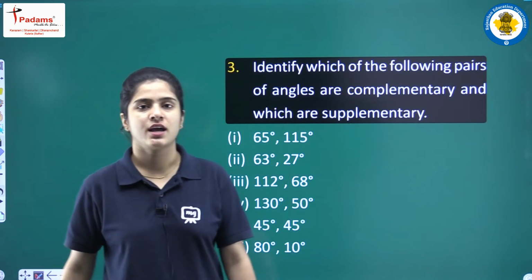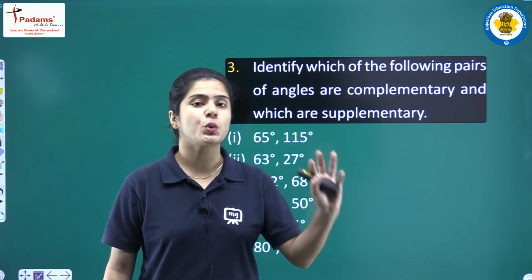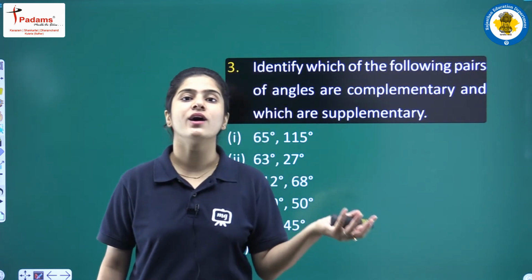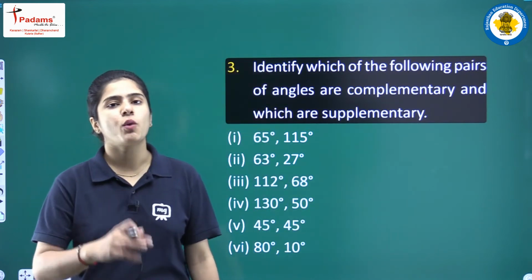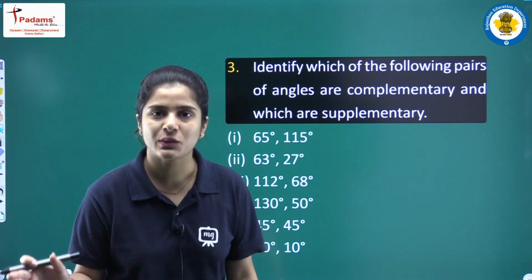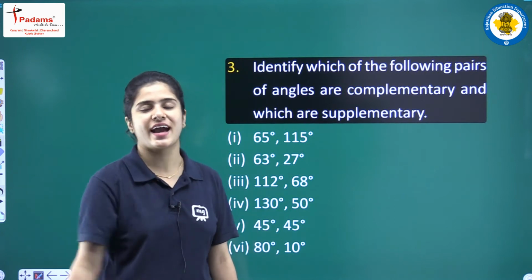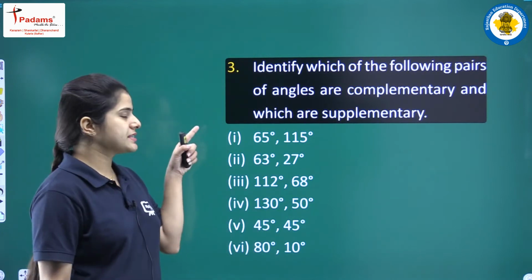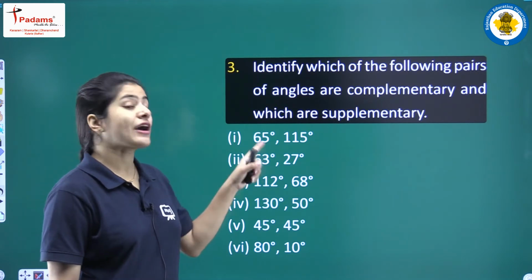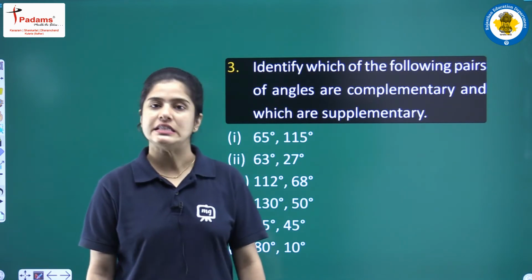Just tell me. When the sum of the two angles is equals to 90 degree, then those two angles are called complementary angles, and when the sum of the angles is equals to 180 degree, then those two angles are called supplementary angles. Alright students, so we'll be starting from the first part. What is the first part? 65 degree and 115 degree students.